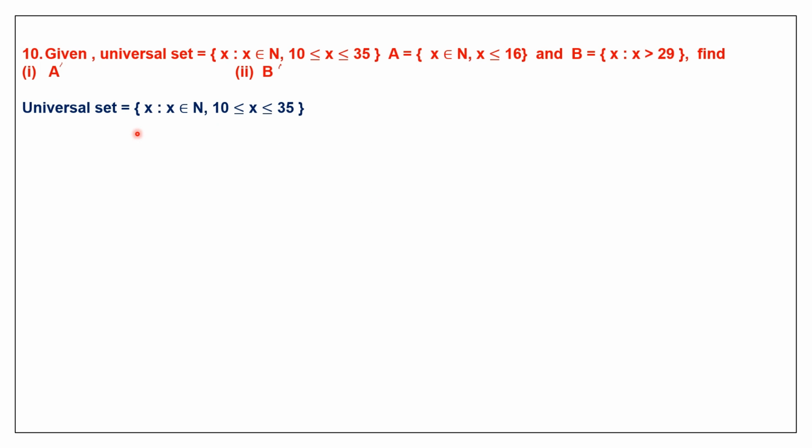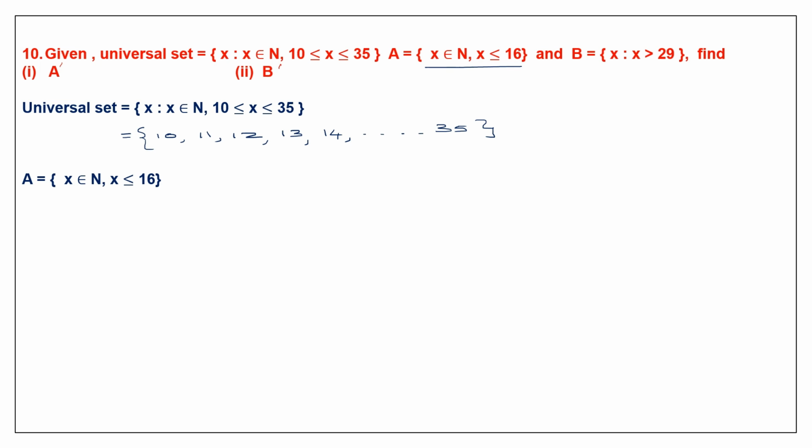Universal set is x such that x belongs to natural numbers. They're all natural numbers. That means they begin from 1 and this condition should be satisfied. That is, x is greater than or equal to 10. That means we begin from 10 and it's less than or equal to 35. That means we stop at 35. So the universal set is beginning from 10. So that is 10, 11, 12, 13, 14, and so on up to 35. So this is the universal set.